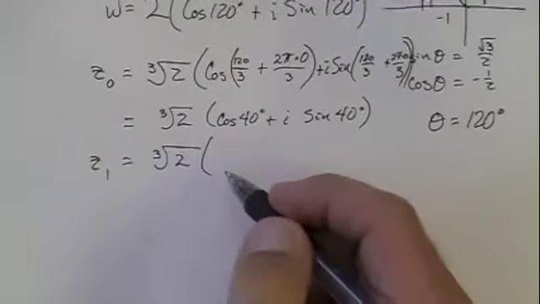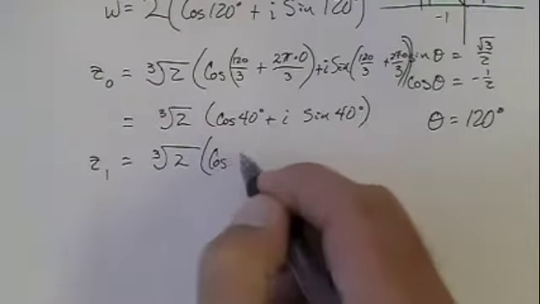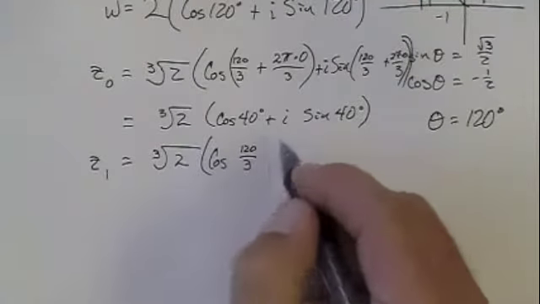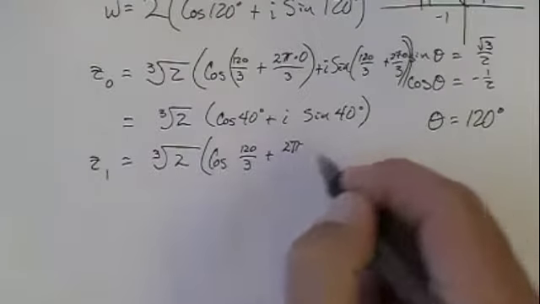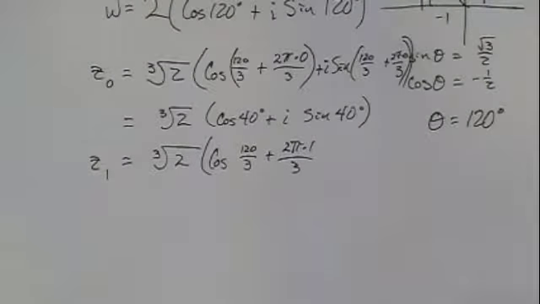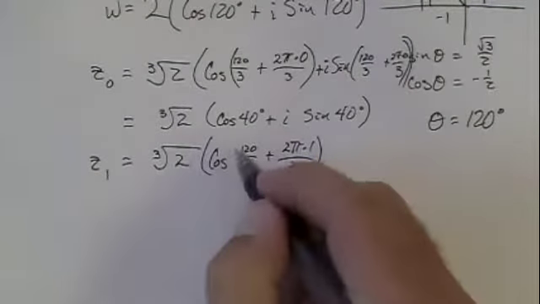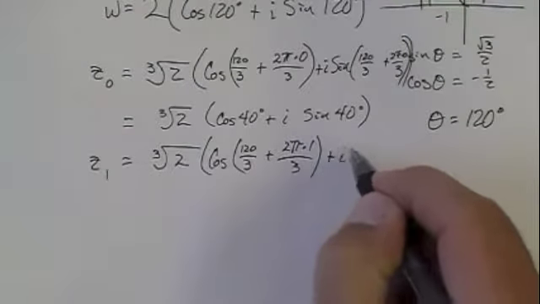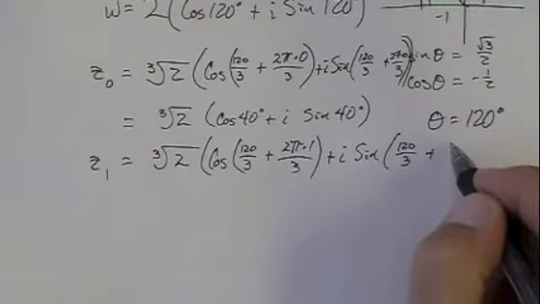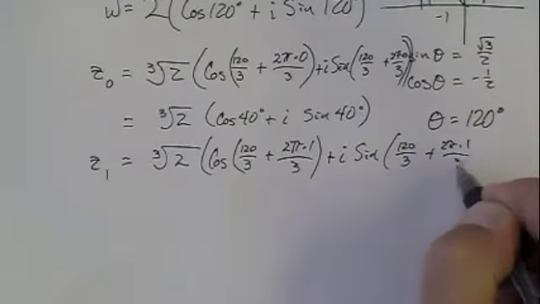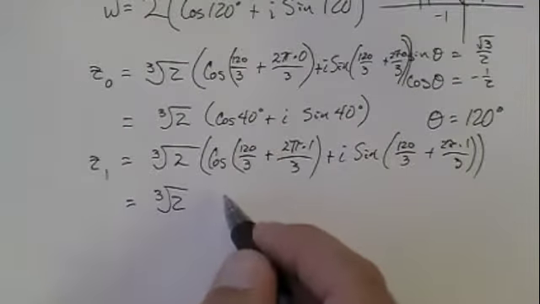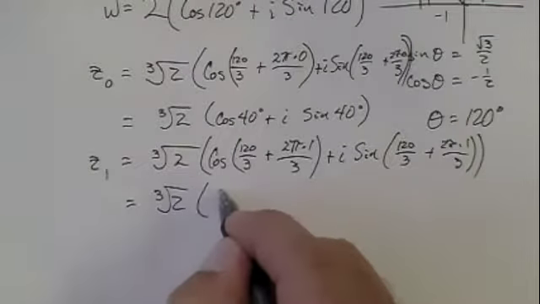Taking the cube root of 2 again. And now when we plug in our angle, we have 120 divided by 3 plus, now we set our k value equal to 1. So we're taking that lap there, still divided by 3 because it's a cube root. And we're doing the same thing over here with sine for that angle. So if we simplify that, cube root of 2 here, and now our angle is 160 degrees.